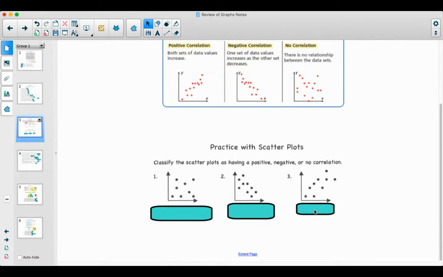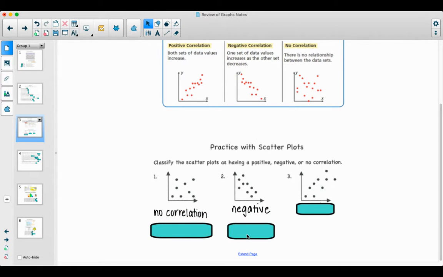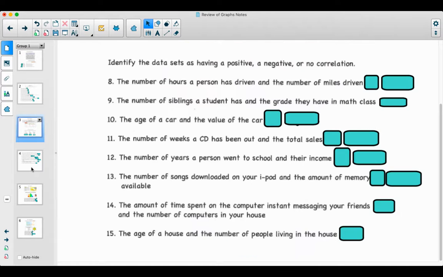So if we look at these practice problems, classify the scatter plots as having positive, negative, or no correlation. In practice problem number 1, hopefully we can see that there is no correlation. In practice problem number 2, we can see that there's negative correlation. And in practice problem number 3, there was positive correlation. Now, the next set of practice problems is, given a scenario, you have to tell me what kind of correlation is happening. And I think there's 2 like that on the quiz.